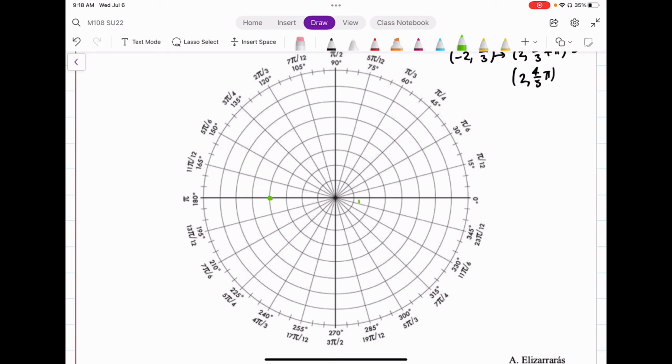So these are 1, 2, 3, that's the fourth circle. The next point was (3.5, 7 pi over 6). So I find 7 pi over 6, which is in the third quadrant, and I go in between the third and the fourth circle, and make a dot.